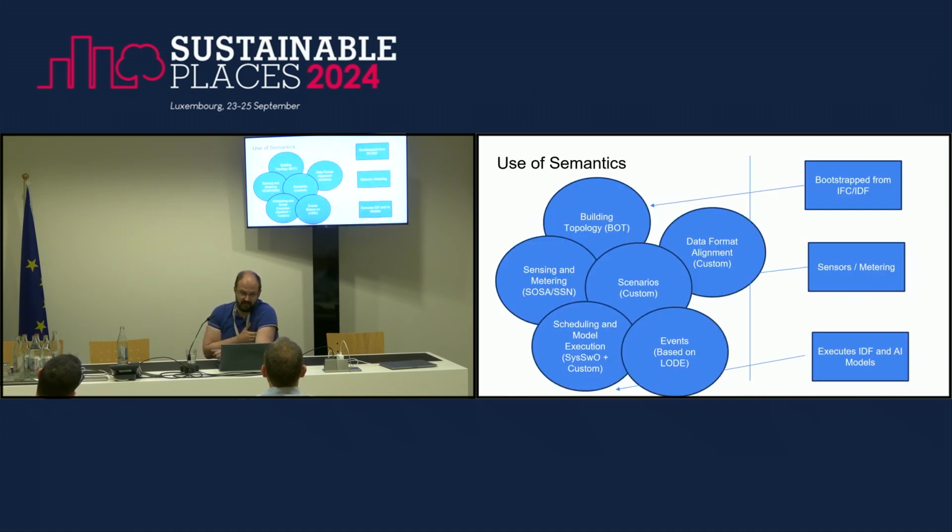We used a bunch of semantic models that were already existent. So we initially built using BOT, SSN. We use a scheduling and model execution ontology. We ended up, for scenarios, data alignment and events, building our own. And when I say data alignment, I mean essentially we've got a model that models the structure of a CSV, because every single CSV for every single customer has a different structure. They have their dates and times in different formats.